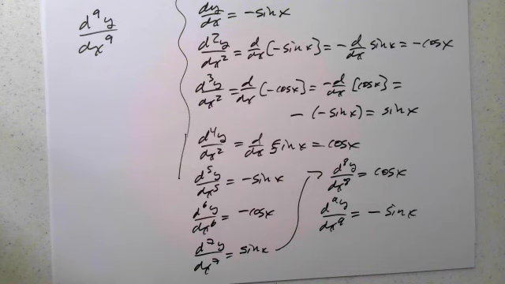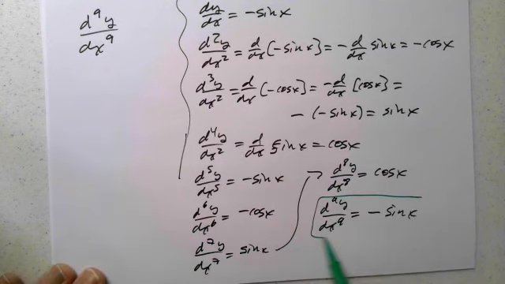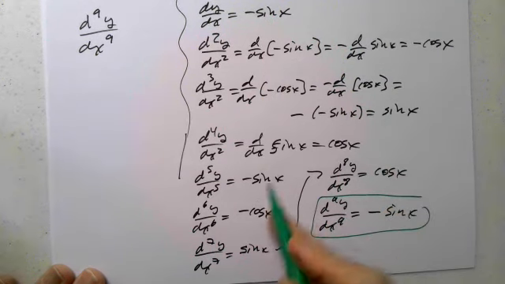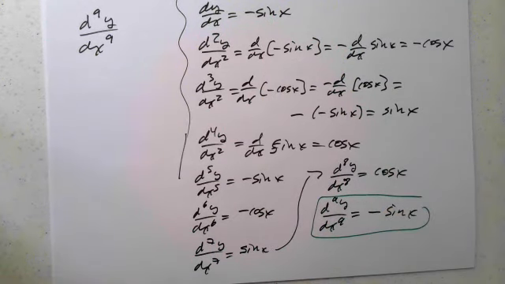So you can see that this pattern repeats itself all the way around, going from cos to minus sine to minus cos to sine, cos, minus sine, minus cos, minus sine, etc. So you can find any degree of derivative you need just by following that pattern.